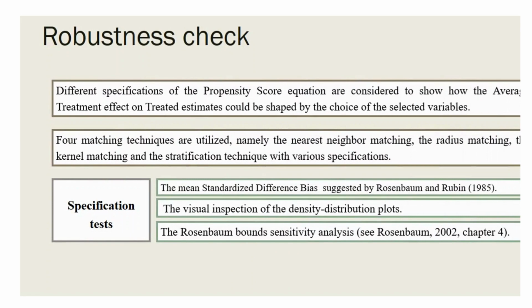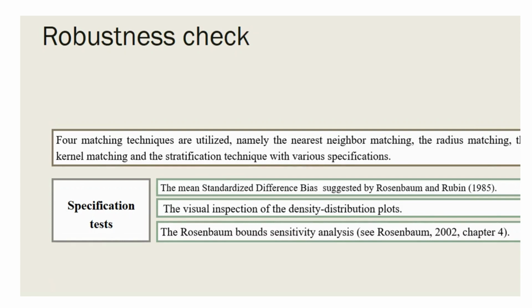To check for the sensitivity of our empirical results to the model specifications and choice of the variables, several robustness checks were carried out. To show how the average treatment effect on the treated estimates could be shaped by the choice of the selected variables, different specifications of the propensity score equation are considered. The same is done to examine the result sensitivity to the matching technique. Four matching techniques are used with different parameters, namely the nearest neighbor matching technique, the radius matching technique, the kernel matching, and the stratification matching technique with various specifications.